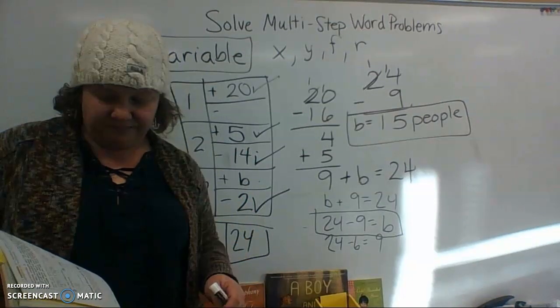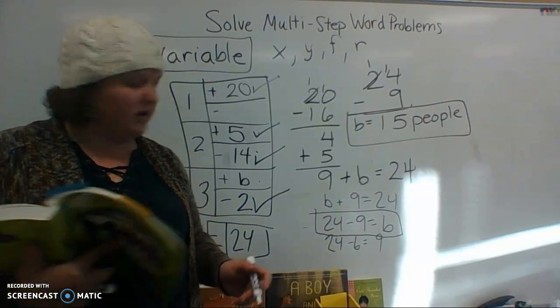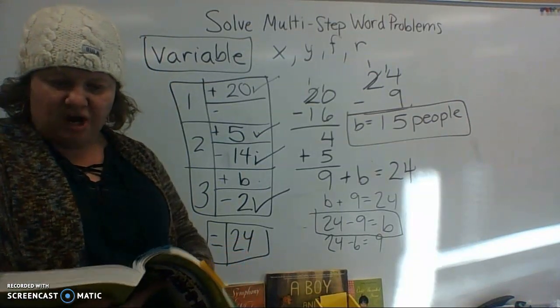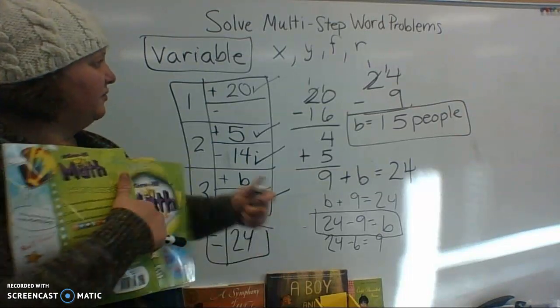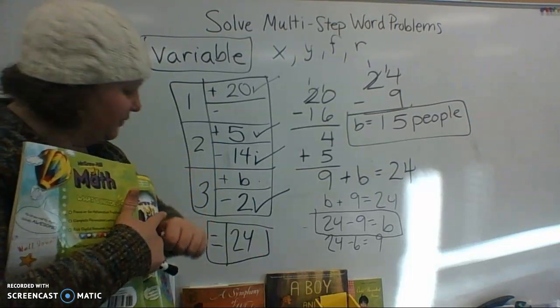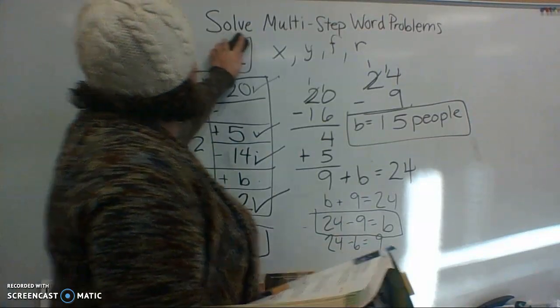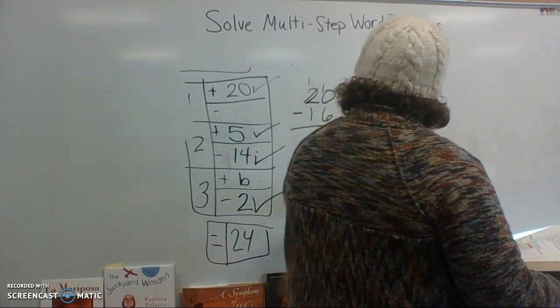All right, let's try one more together. Let's jump over to page 115, number 4. I think that would be a good example to do together because that one looks like a lot of stuff going on in there. So page 115, number 4.